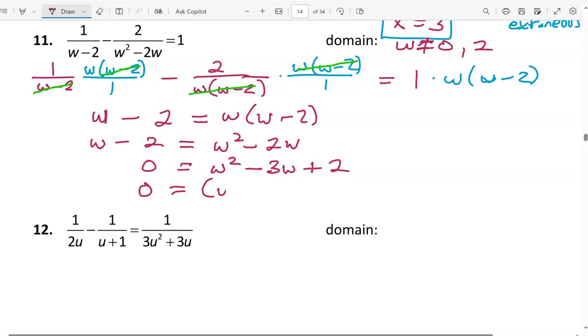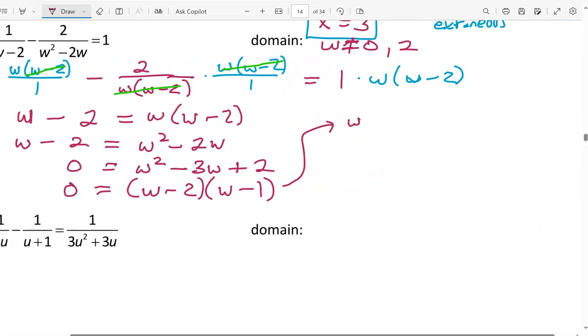After that, we can factor, and that leaves us with w minus 2 times w minus 1 is equal to 0. And that means that either w minus 2 is equal to 0 or w minus 1 is equal to 0. Solving each of those individual equations, we get w is equal to 2 or w is equal to 1.